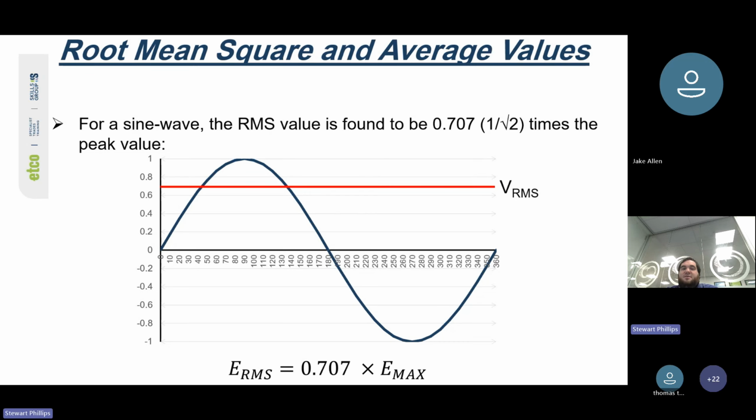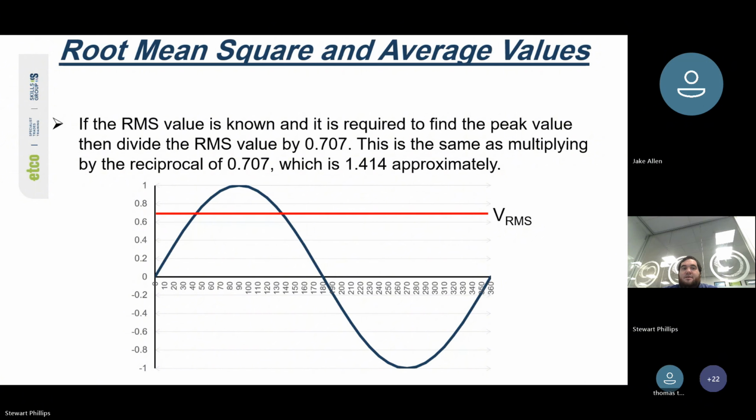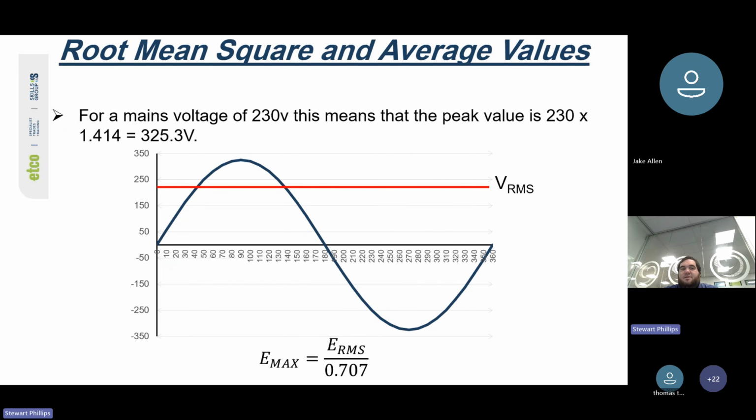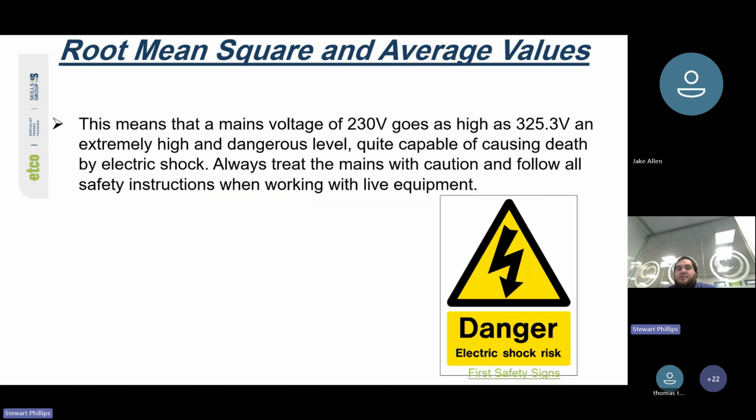So if we know the RMS value, we can find the peak value by dividing the RMS value by 0.707, which is the same as multiplying. Don't worry. So basically, in New Zealand, we have an RMS voltage of 230, which is what your meters read, but realistically, it's a max voltage of 325.3. So that's why we have to be wary of that.